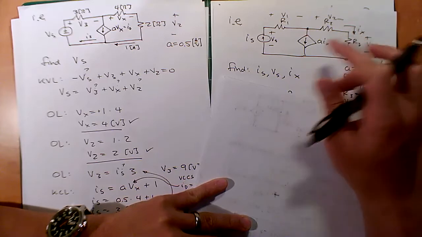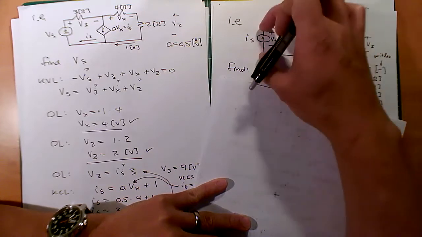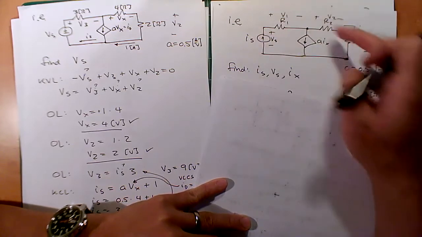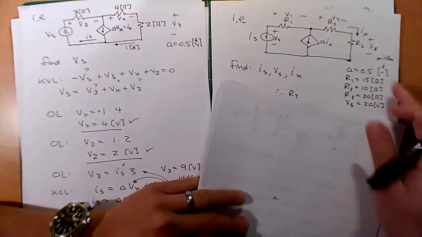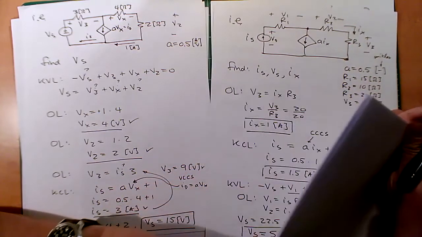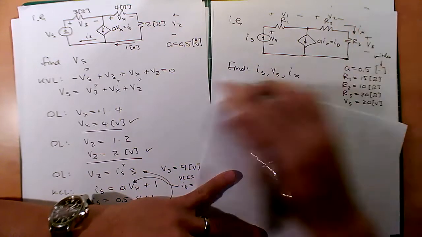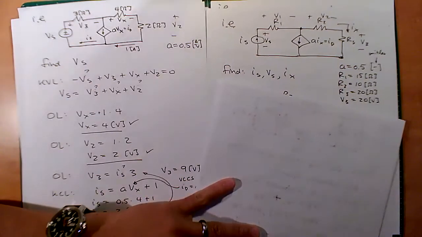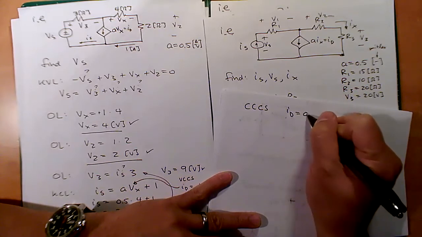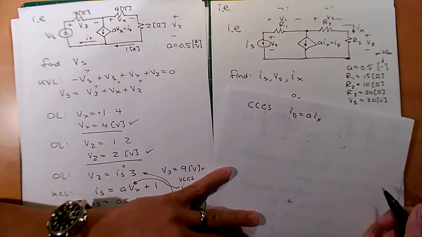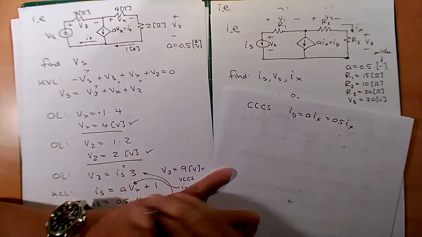Okay, so for part B, they want us to solve for this IS. They want us to solve for Vs, which is the voltage across here, and Ix, which is this current in this branch. So what do we know? I want to give this a name, ID again, just like I did here. So we know from the current controlled current source, ID is equal to AIx, which is equal to 0.5 Ix. So we'll hold on to that.